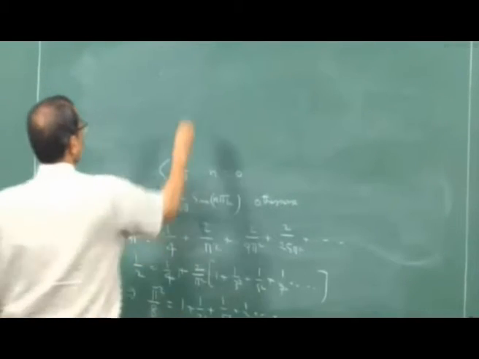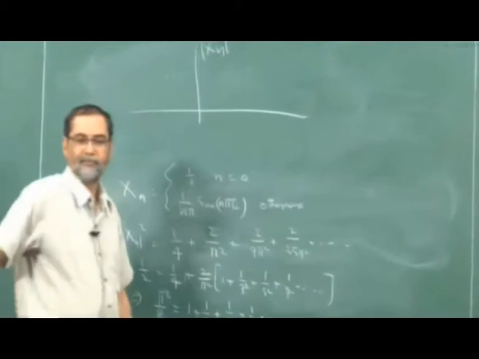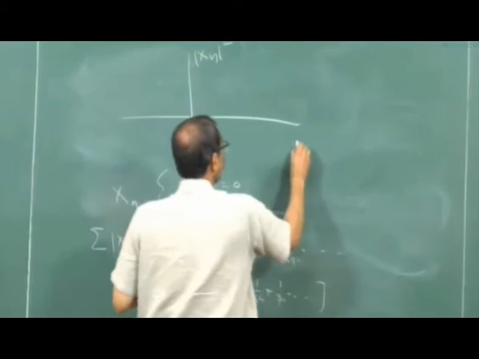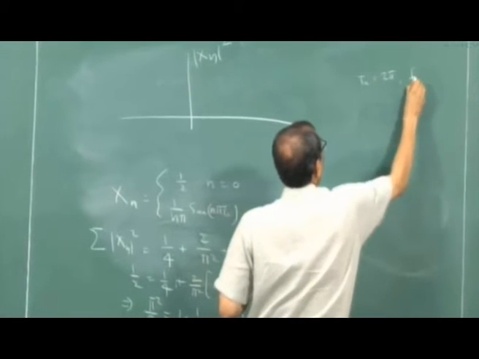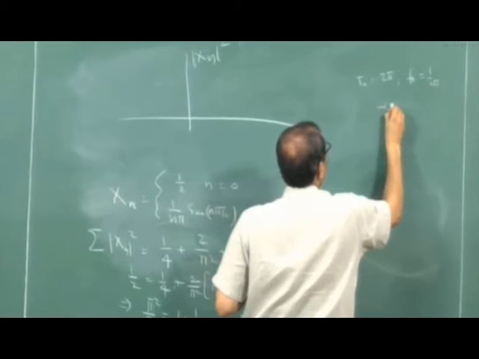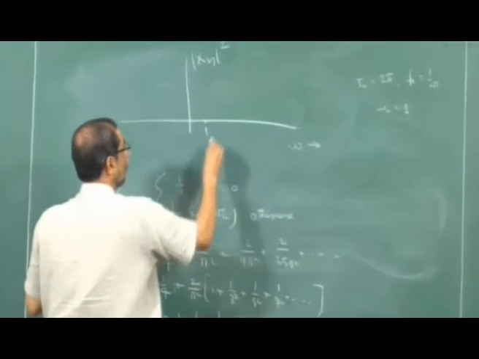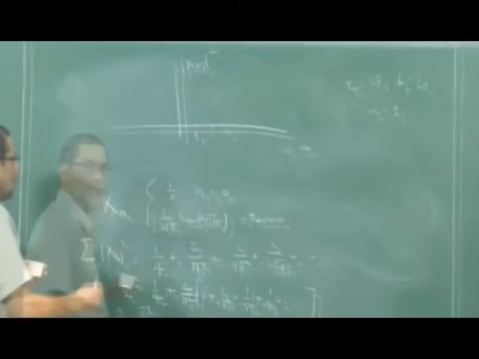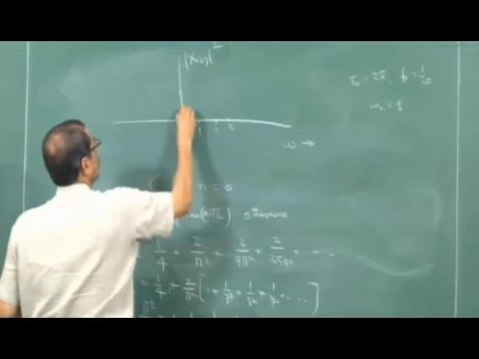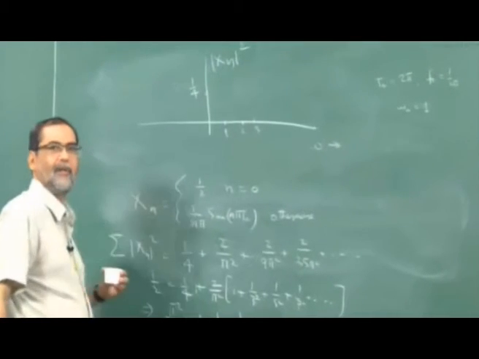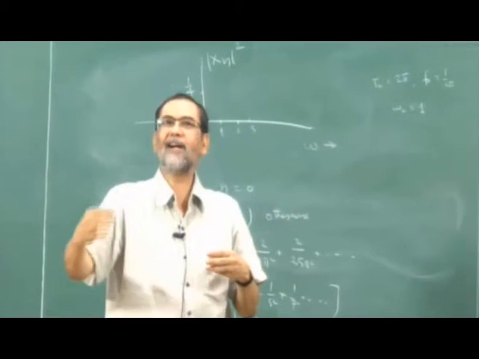So what does it mean here? I can draw x_n magnitude square, and I am putting omega here. Remember, in this case, T naught is 2 pi, f naught is 1 by 2 pi, and omega naught is 1. So n equal to 1 gives omega equal to 1, n equal to 2 gives omega equal to 2, n equal to 3 gives omega equal to 3. First you take n equal to 0, so this is 1/4. Remember the total power is half, and in this case half of that is present in DC itself.